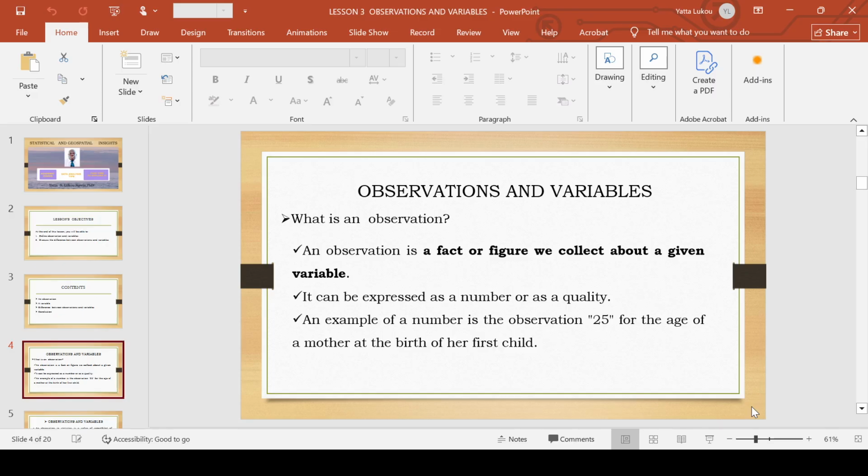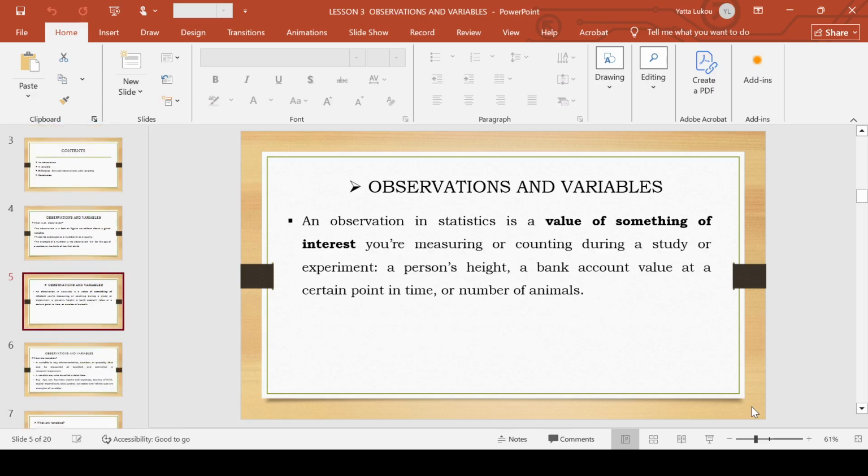What is an observation? The word observation is not a new word for you. You might have come across this word on several occasions in statistics. An observation can be defined in a very simple way as a fact or figure we collect about a given variable. It can be expressed as a number or as a quality. An observation in statistics is a value of something of interest.